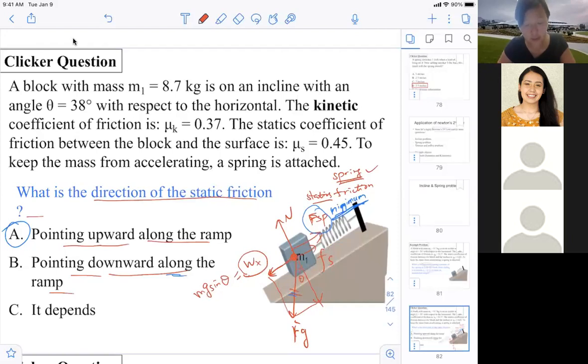Right, it actually has nothing to do with normal force. Normal force is always in the perpendicular direction of your static friction. It doesn't affect which way your friction points. It may affect how much friction you have, but it doesn't affect in which way your friction is.